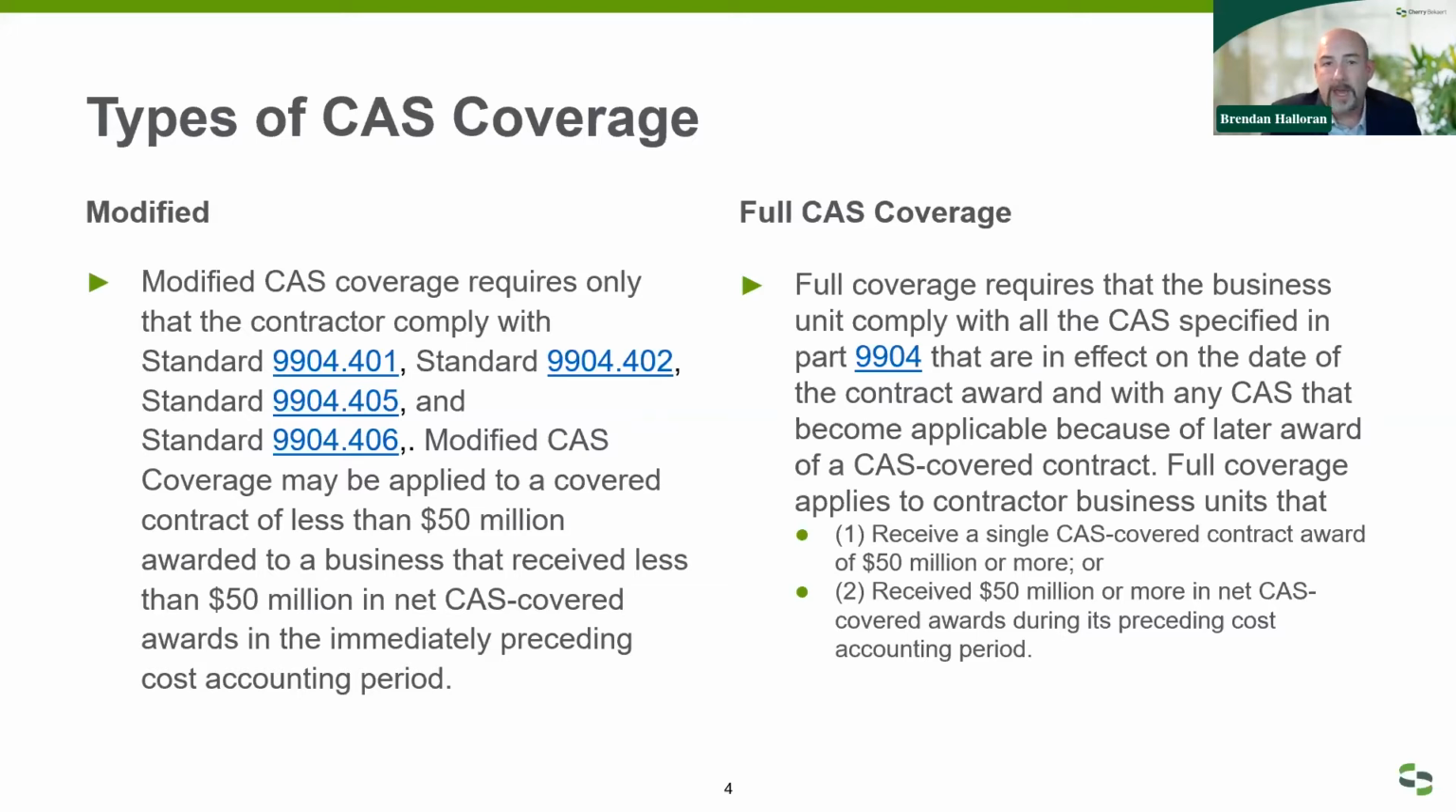Once we get to full CAS coverage, that, again, entails adhering to all of the 19 standards. And so there are some administrative items that go along with that. But one of the key trigger points is receiving a CAS-covered contract of $50 million or more. And we'll talk through a little bit the flow of how to determine and really evaluate that further as well.